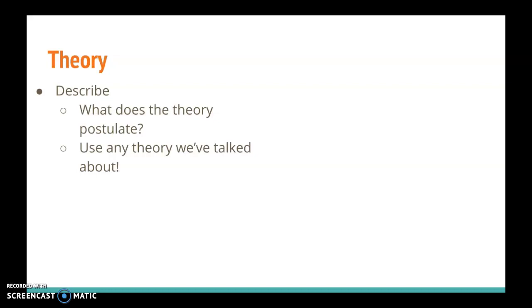If you really want to go above and beyond, you can use a theory that we haven't discussed. You just have to make sure that you really clearly break it down for your audience because they aren't going to be as familiar with that theory as you will be.